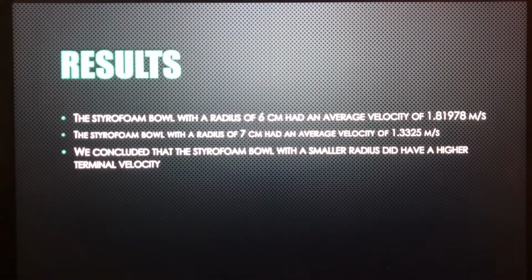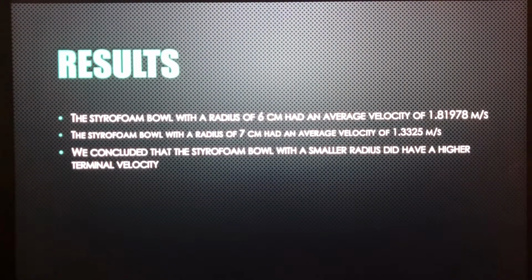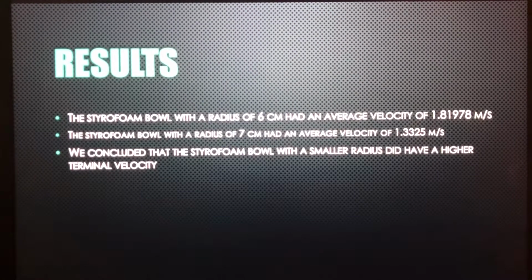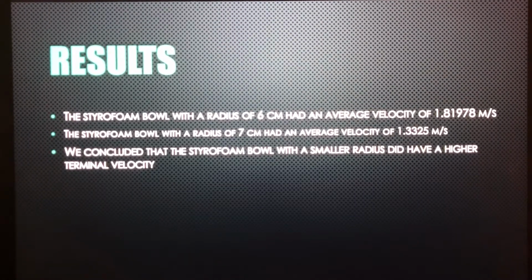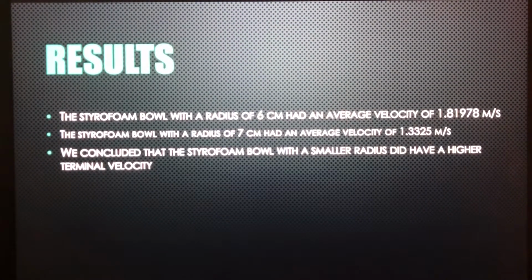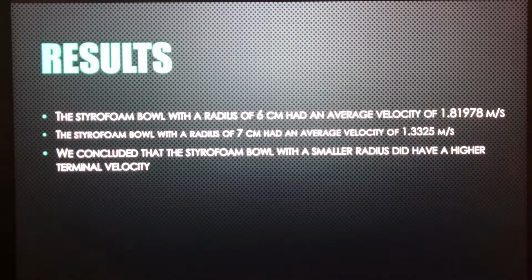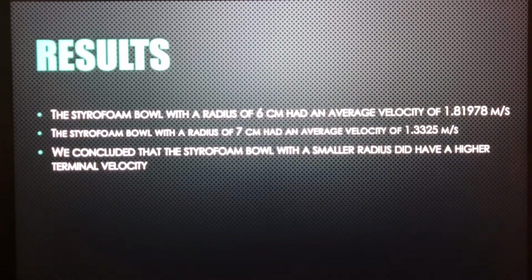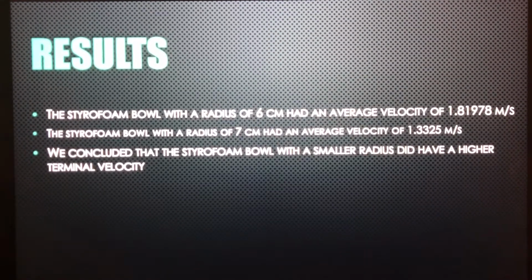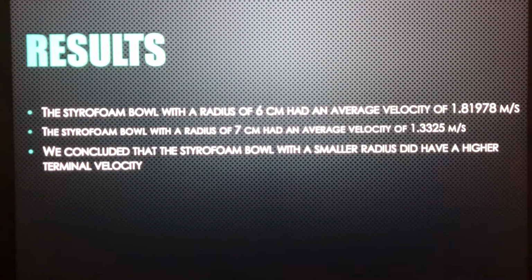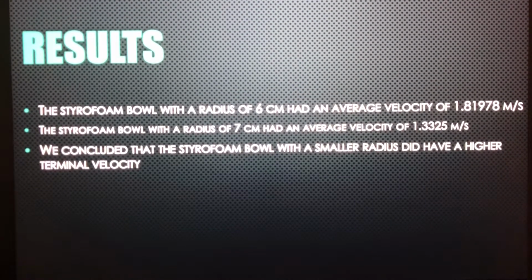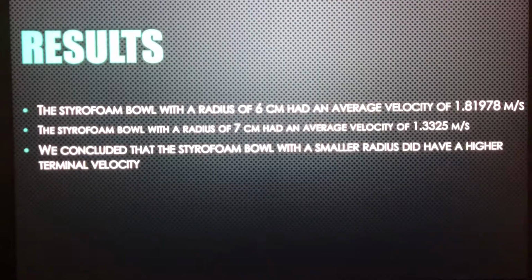After completing our calculations, our results showed that the styrofoam bowl with a radius of 6 centimeters had an average velocity of approximately 1.8 meters per second, while the styrofoam bowl that had a radius of 7 centimeters had an average velocity of approximately 1.3 meters per second. We then concluded that the styrofoam bowl with a smaller radius did indeed have a higher terminal velocity.